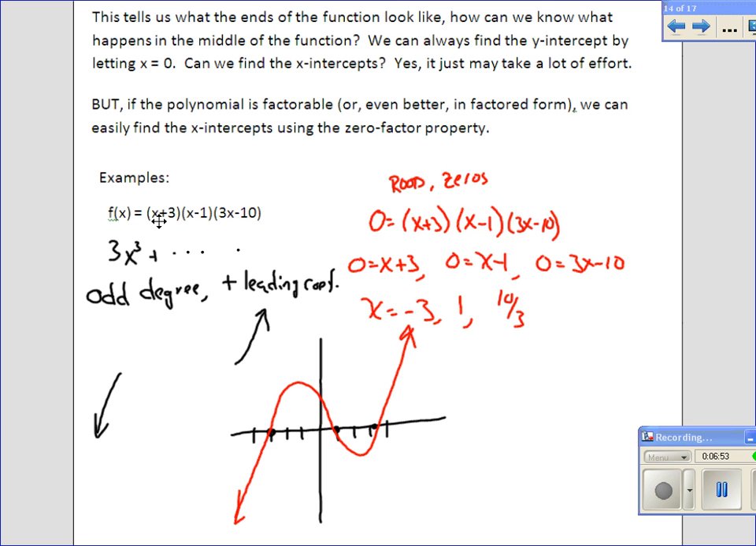But we also can take each of these different factors, set each of these factors equal to 0, and solve, and we get x-intercepts. We have an x-intercept at -3, an x-intercept at 1, and an x-intercept at 10/3, so 3 1/3. So I know it's going to pass through these values, and I know it's going to go shooting up to the right, shooting up to the left. So if I connect all that with a smooth continuous line, I know what my graph looks like.